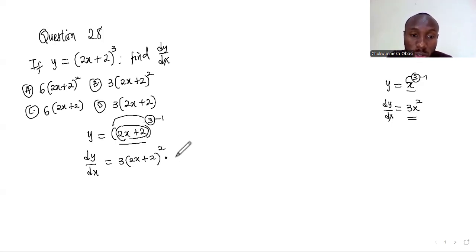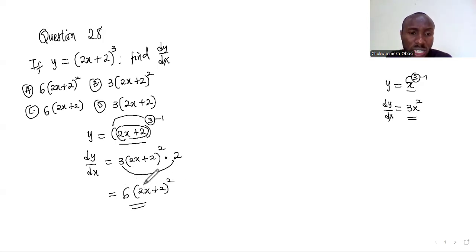That 2 you've got, you multiply it with this. Remember, the 3 multiplies the base, remove 1 from the 3, you have 2. Then you differentiate the inner function, and whatever you get, you multiply it with what you already have before. So at this point, I can simply multiply 3 and 2. 3 times 2 gives me 6. And then we have (2x + 2)^2. Of course, I'm sure you're not going to do 6 times 2x.